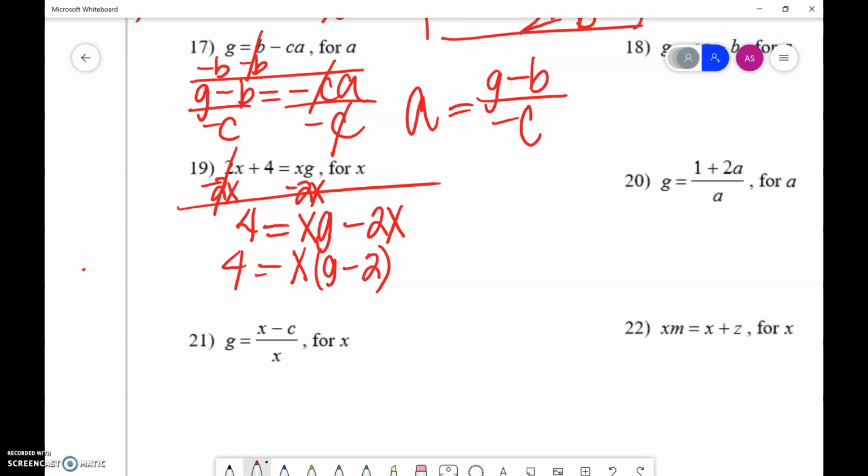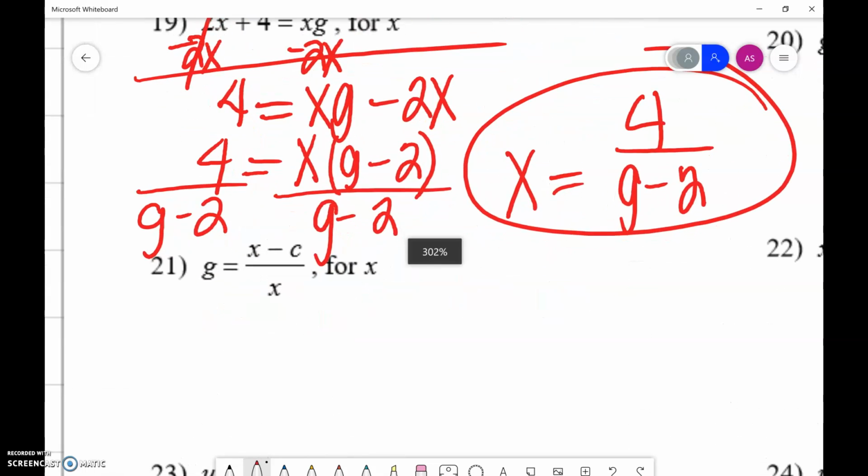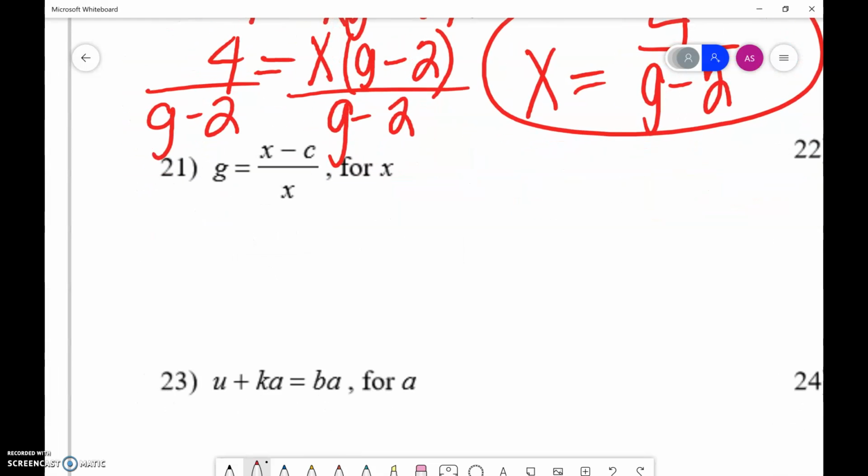So I'm going to have equals 4. Then I'll divide both sides by g minus 2, and I'll have x equals 4 over g minus 2. Again, it's a little tricky. Like I said, if you can't do this, it is perfectly fine. This is not even in our curriculum.